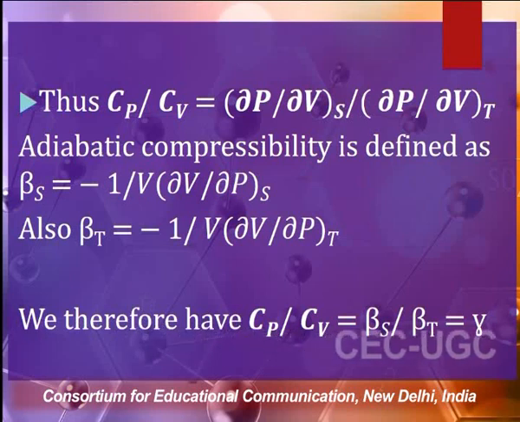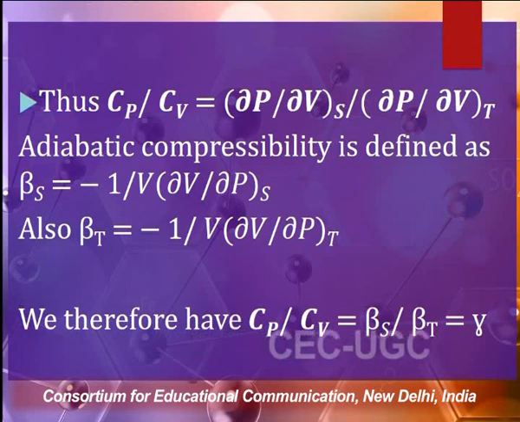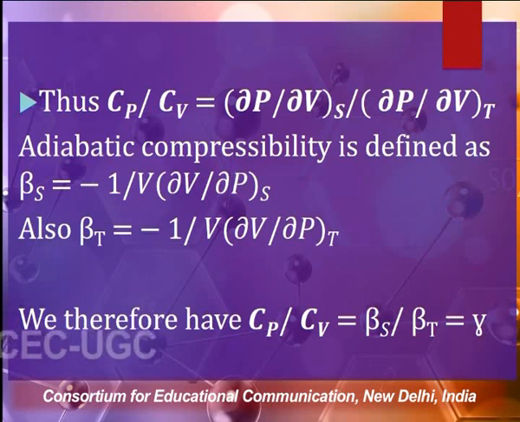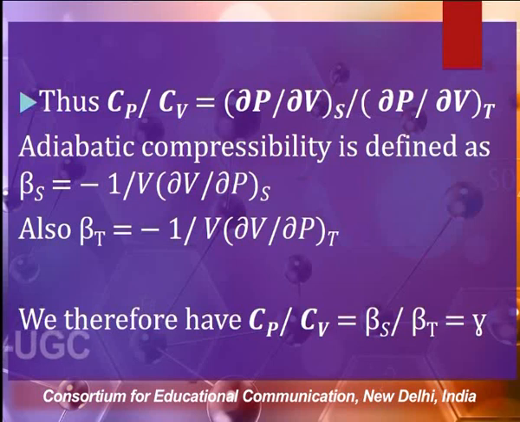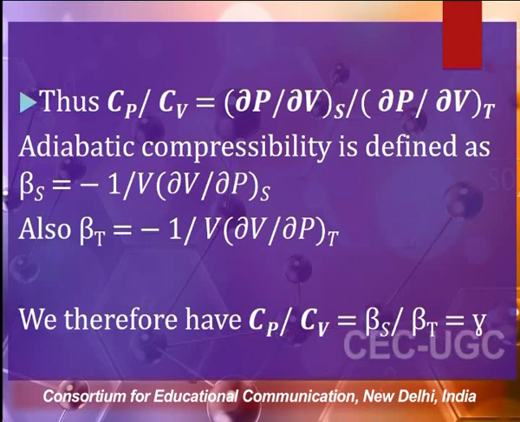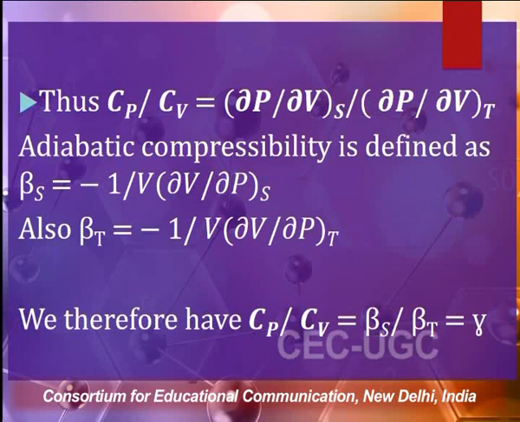The adiabatic compressibility is defined as beta S. Beta means compressibility, adiabatic means the subscript S. It is defined as minus 1 by V delta V by delta P at constant S. Likewise, the isothermal compressibility can be defined as beta T is equal to minus 1 by V delta V by delta P at constant temperature. So, we therefore have Cp by Cv is equal to beta S by beta T, which is equal to gamma.